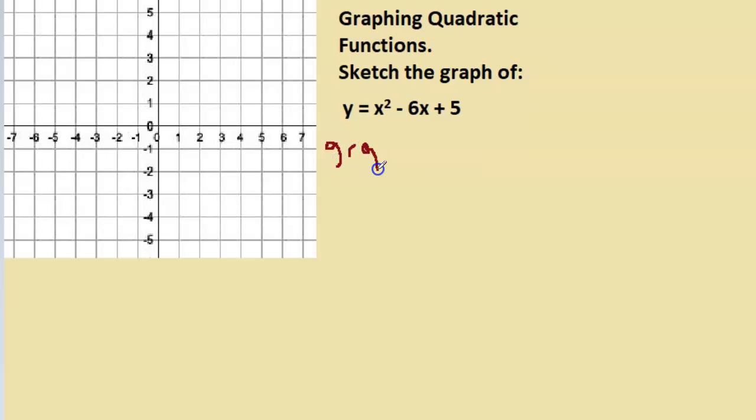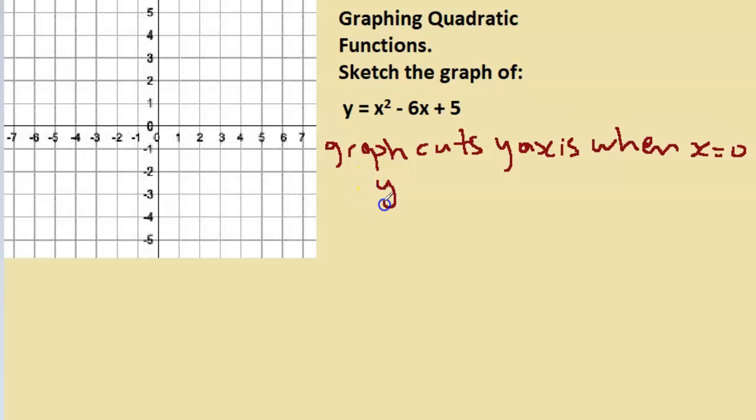Alright, so graph cuts y-axis when x is equal to 0. When x is equal to 0, y equal to 0 square, which is 0. Negative 6 times 0, which is 0. So we're just left with positive 5. So it cuts the y-axis at 5.